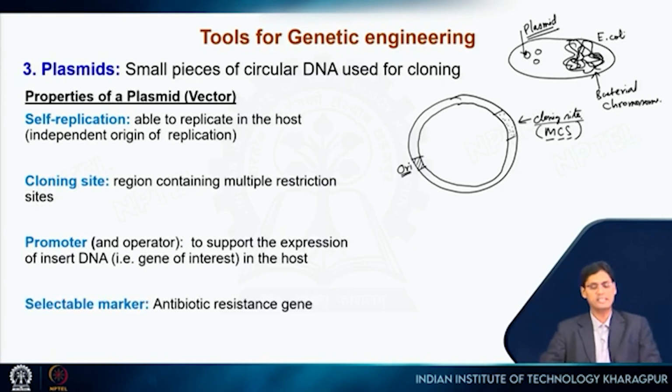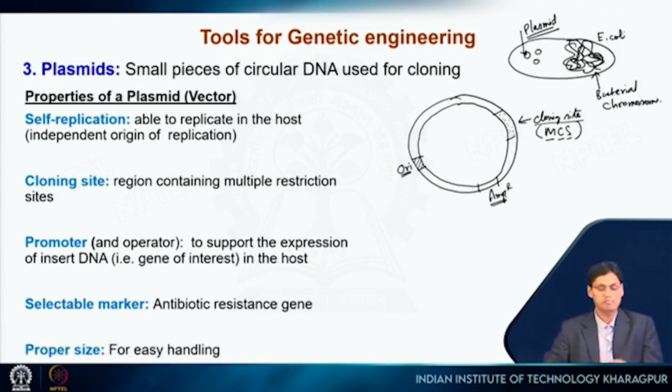And then selectable marker. This is also very important. Selectable marker, for example, some antibiotic resistance gene, for example, ampicillin resistance gene. Ampicillin is an antibiotic, and this should be present in the plasmid itself, right? And then this ampicillin resistance gene will provide resistance to that bacteria.